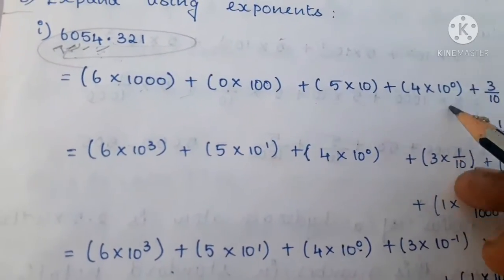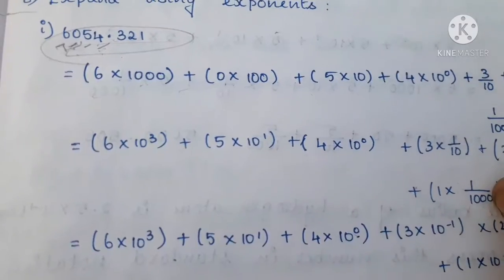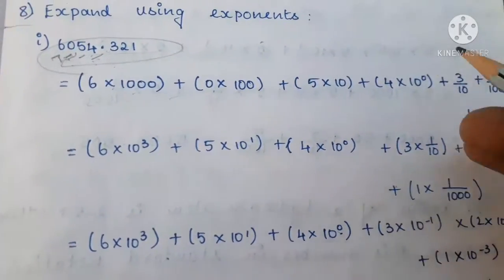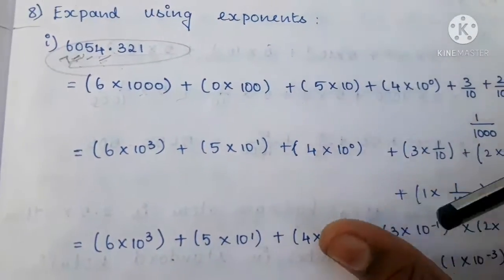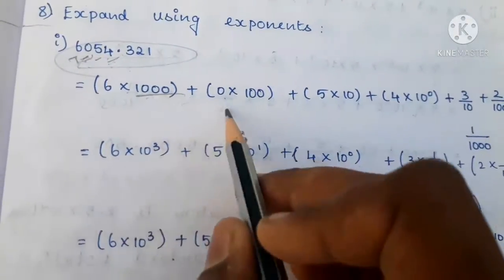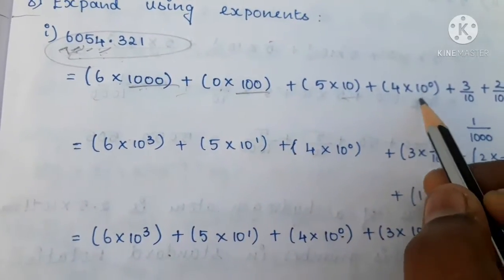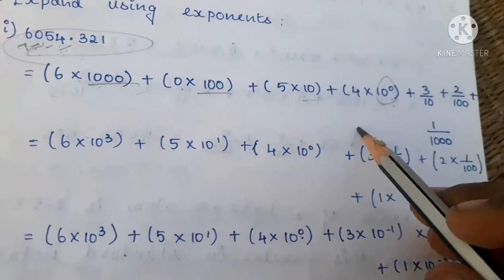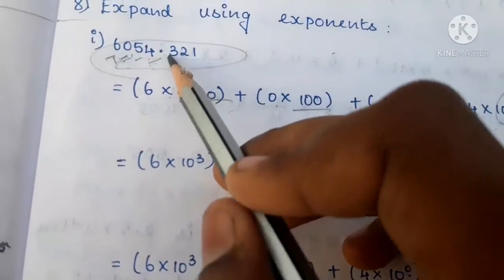That means 1. Any number power 0 will be called 1 only. So 10 power 0 is also 1, 2 power 0 is also 1. Any number power 0 is 1 only. So actually we should represent it in zeros, and for that only you are using this 10 power 0. Then plus this 321.